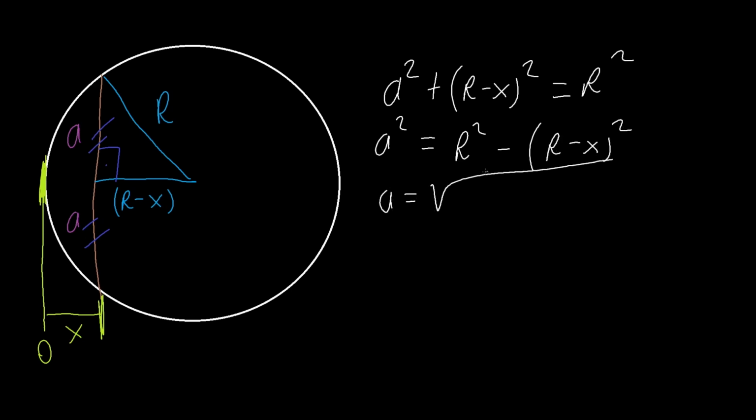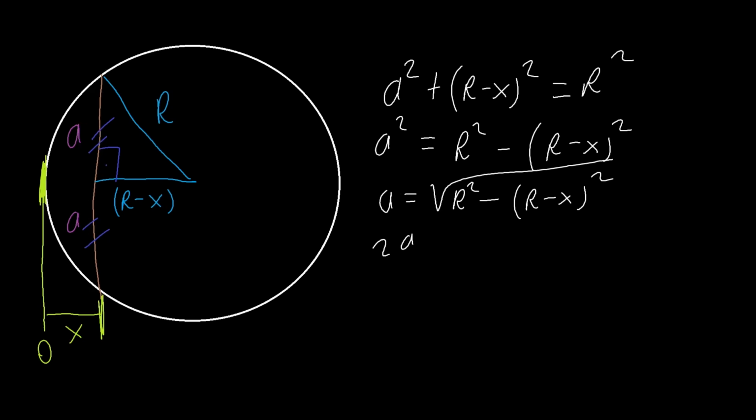Which basically means that a is equal to the square root of r squared minus (r minus x) squared. And we found a, we need 2a, so we just multiply it by 2. Okay, now this is how we can find the length of these infinitesimal rectangles.